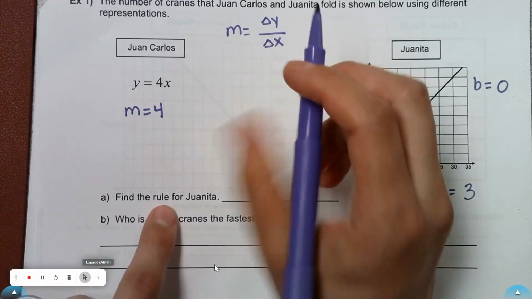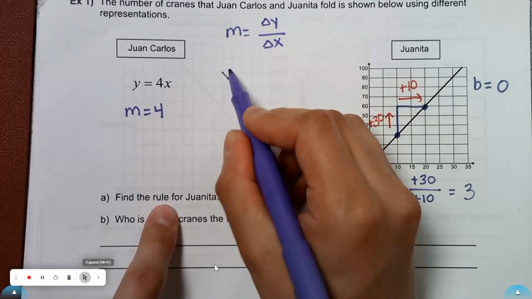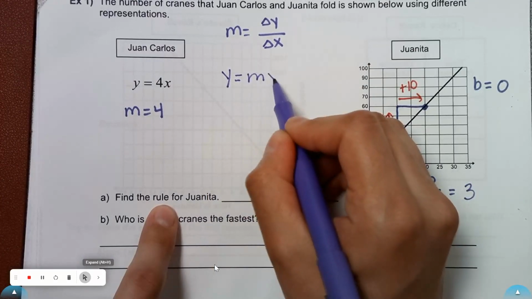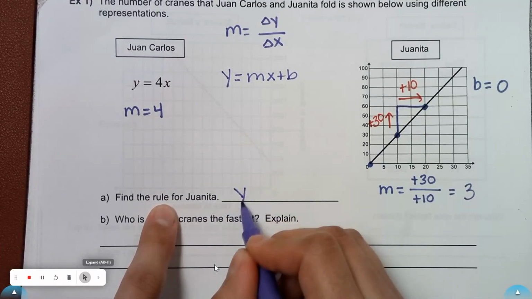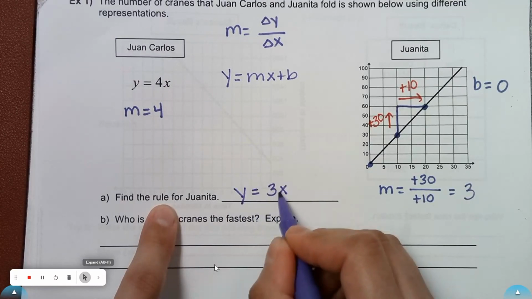Remember, rule or linear model or equation are all in the form of y equals mx plus b. I know my M and I know my B. So my rule for Juanita is y equals 3x plus 0.